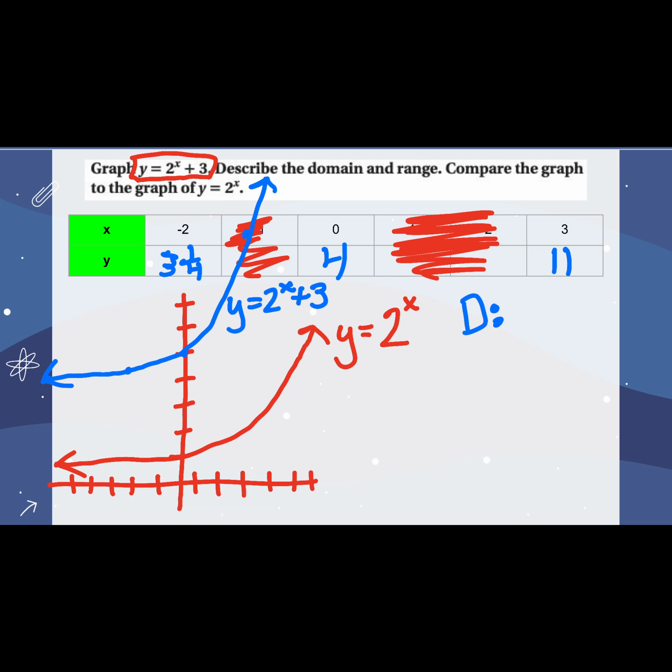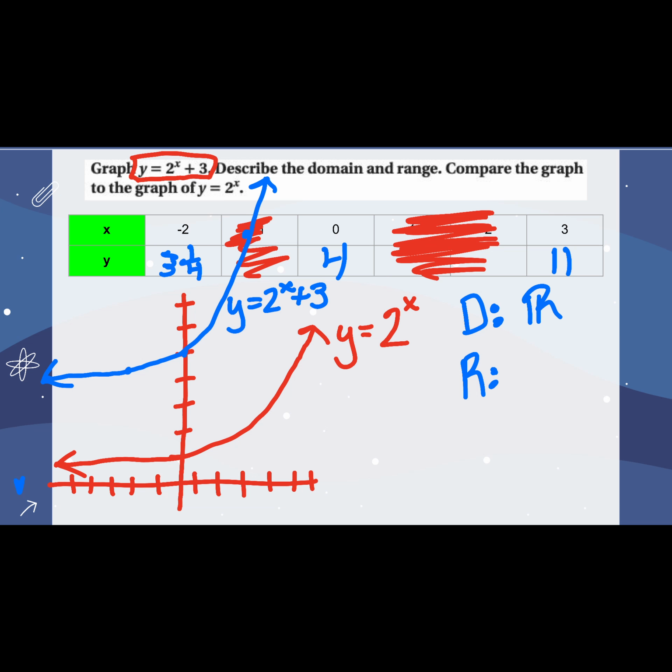Could negative 10 be an x value of the blue graph? No? Negative 10 over here, our graph will still be going. All possible x values. Any x could go into this. Now the range.